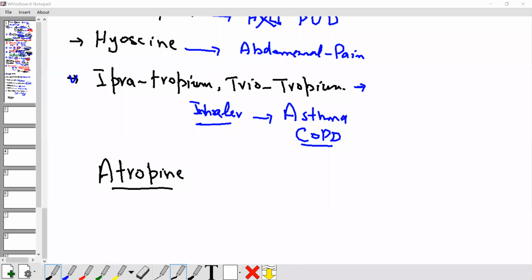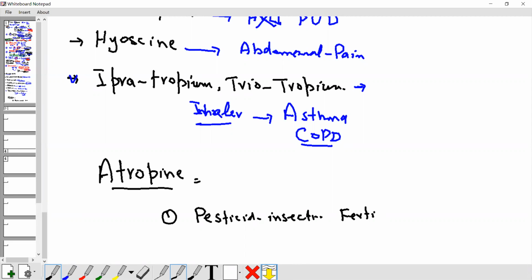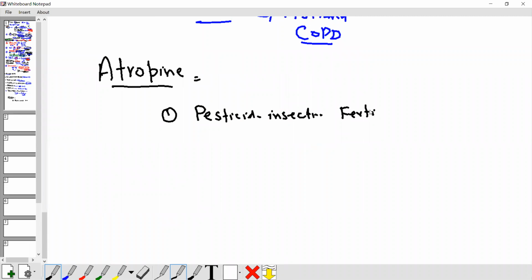Now, uses of atropine. First use: a patient comes to you having eaten or drunk pesticide, insecticide, or fertilizer. In the villages, this is very, very common. They try suicide. The person with a broken heart, of course, tries suicide. So how can you save that patient?